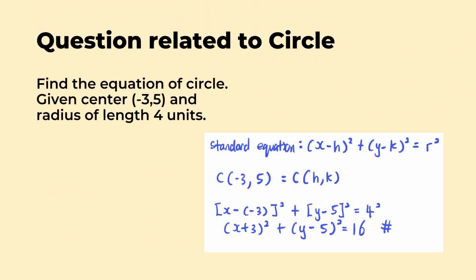So here is a question related to circle. Find the equation of circle given center is (-3, 5) and radius of length is 4 units. So we just substitute the given values into the standard equation and we will get the final answer of 16.